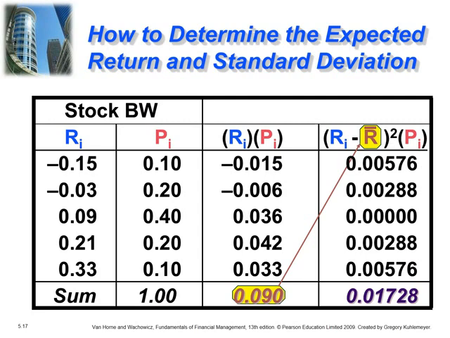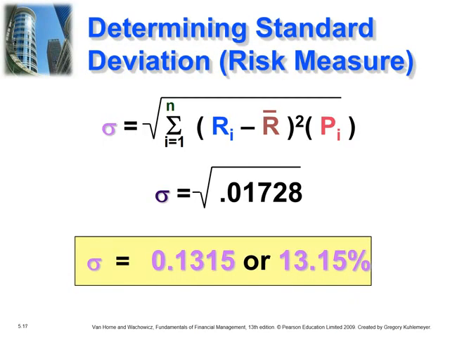No, it's not the standard deviation. The standard deviation is the square root of this number. Okay? So we should take the square root of this number to find the standard deviation, which is 0.1315 or 13.15%, because we multiply by 100 to find the percentage.